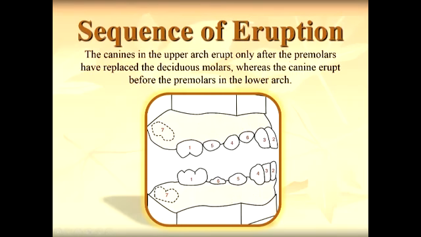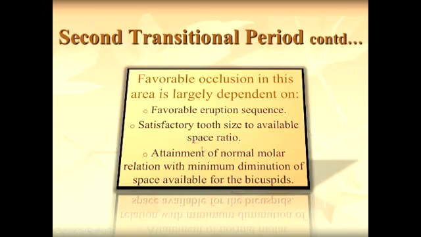Sequence of eruption. The canines in the upper arch erupt only after the premolars have replaced the deciduous molars, whereas the canine erupts before the premolars in the lower arch, as shown here in this diagram.